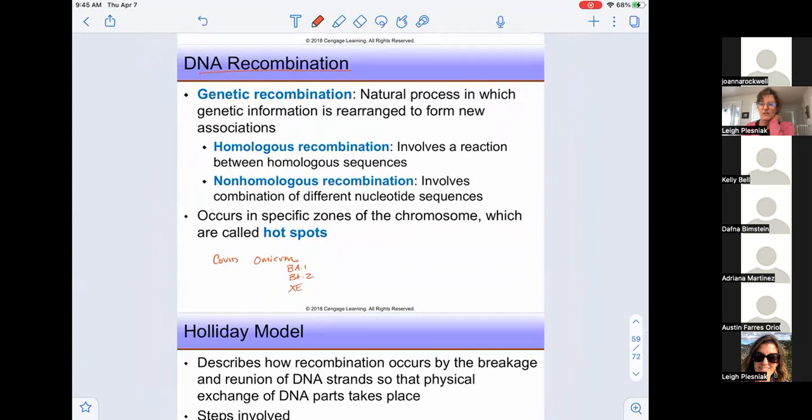Kelly, did you have that in your microbiome? It was micro that you saw this stuff in, right? Yeah. They spend a lot of time on the Holliday junction.